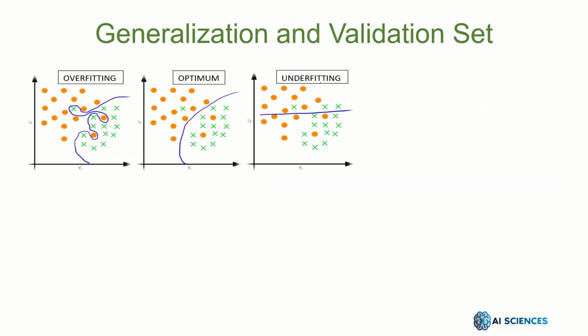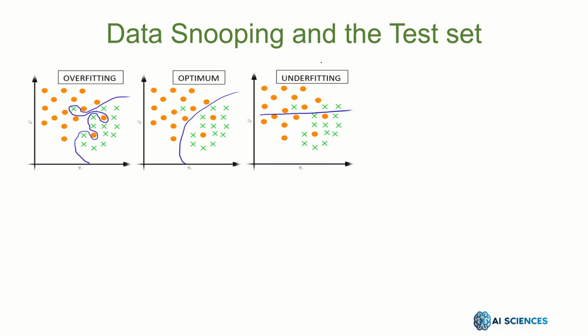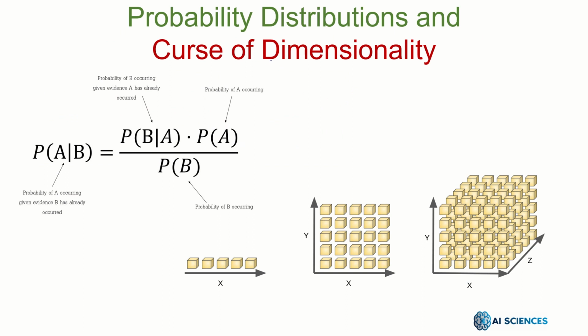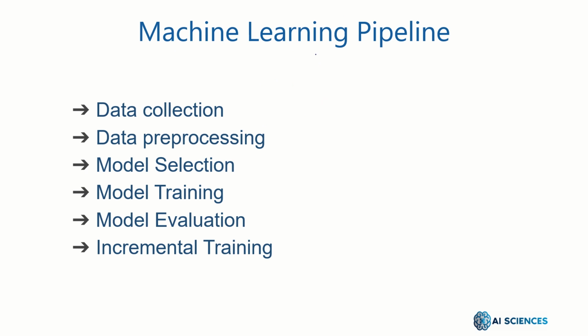In the next video, we are going to talk about generalization and validation sets, cross-validation and so on. We are also going to discuss data snooping and test sets. I'm going to discuss the relationship between probability distributions and the dimensionality of the data, and then I will be discussing a general pipeline of any machine learning algorithm that we should move on to.